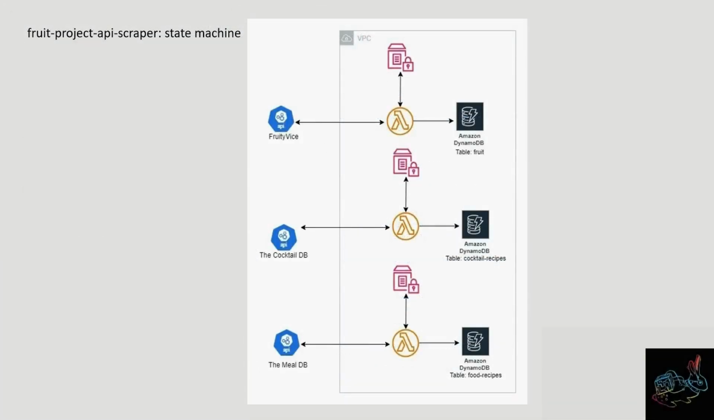Here's a visual representation of the state machine used for the project. This shows specific APIs are scraped for the Fruit project and transformed records are uploaded to specific DynamoDB tables. Arrows in these kind of architectural diagrams simply refer to the flow of data in an implementation.